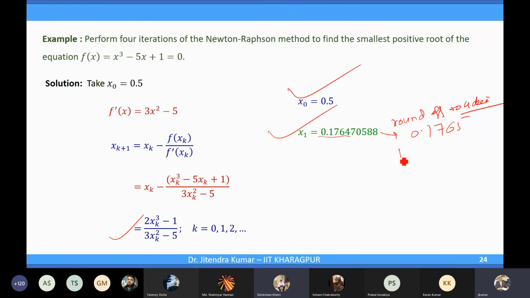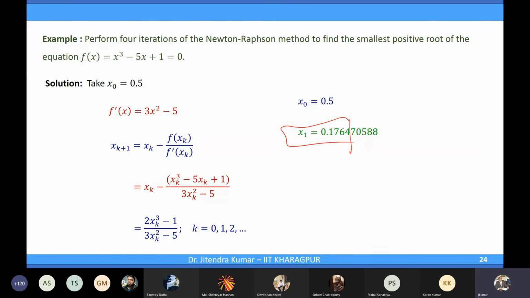If I say truncate, or chop off, to 4 decimal places, it is 0.1764. Clear? So those are the two terminologies we usually use: one is round off, and one is truncate. If we want to truncate, for instance, then the value of x1 is 0.1764. Then you can go to the next one using this value or use the complete one, whatever. There will be a slight difference.